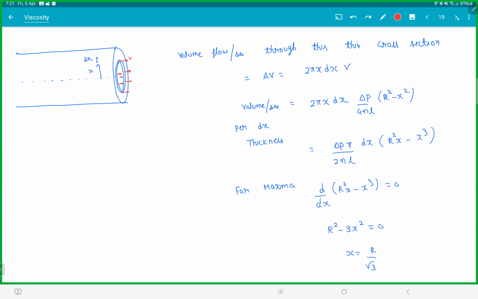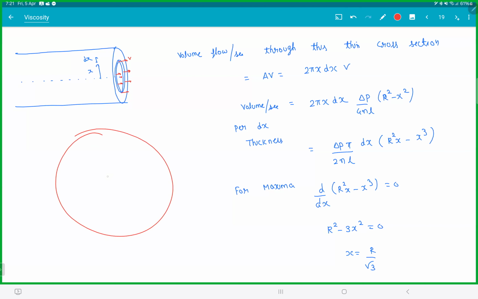So r by root 3 is a spot where the maximum amount of liquid comes out per unit width. Means if you divide this entire cross section into small cross sections of dx rings, the ring at r by root 3 gives you the maximum amount of liquid per second. Is that making sense? So at x equal to r by root 3, max flow of liquid is there per unit width.